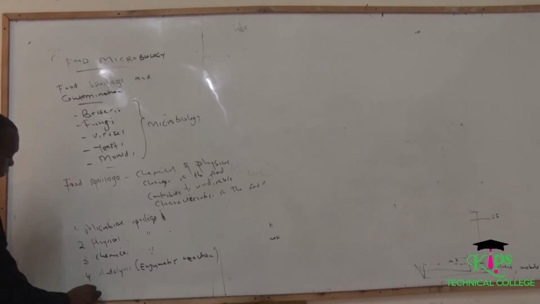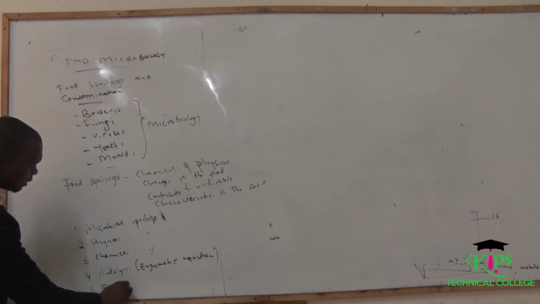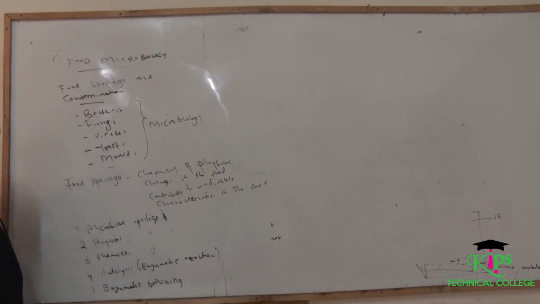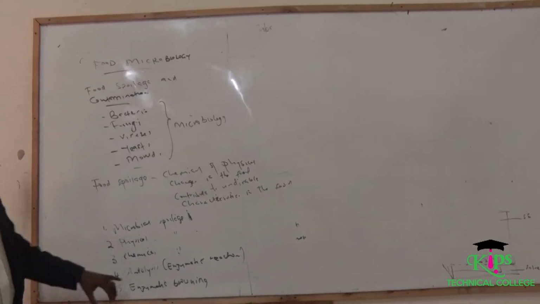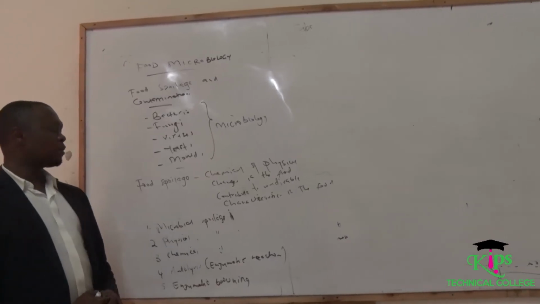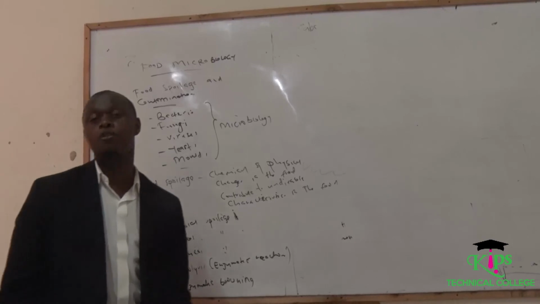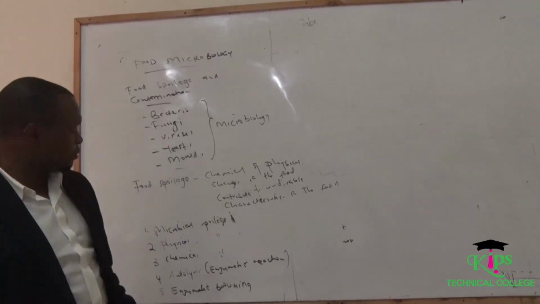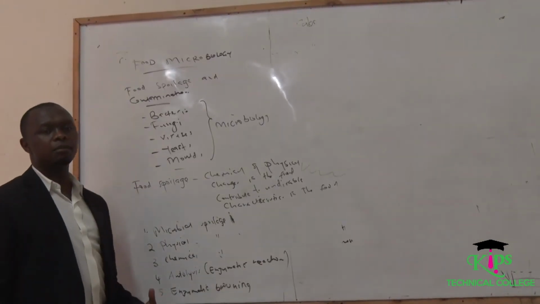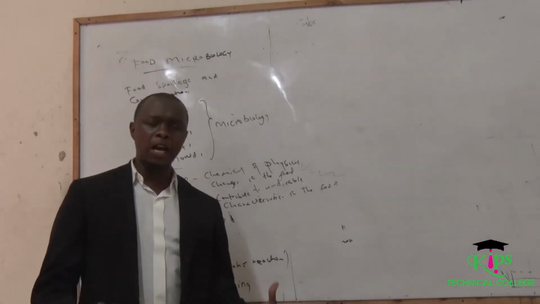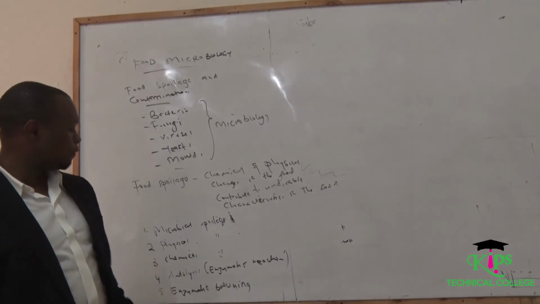Then lastly, we have enzymatic browning, also called the Maillard reaction. Now, enzymatic browning is normally brought about by the effect of heat on the sugar in the food and the amino acids in the food. When this occurs, sometimes it can favor the growth of microorganisms in the food.